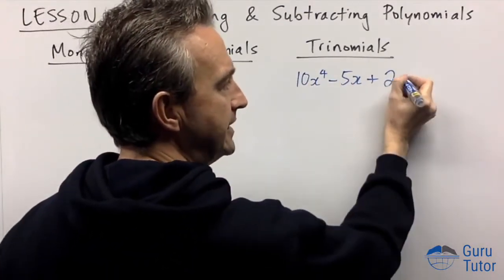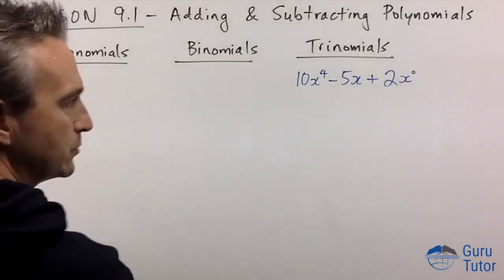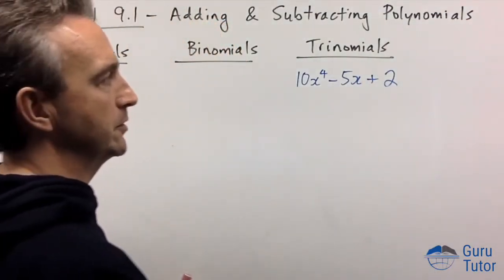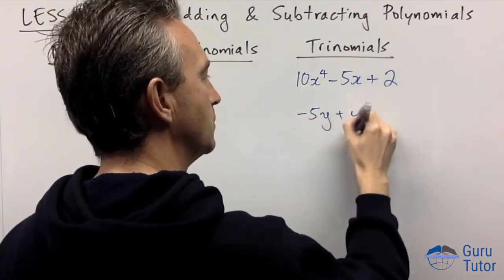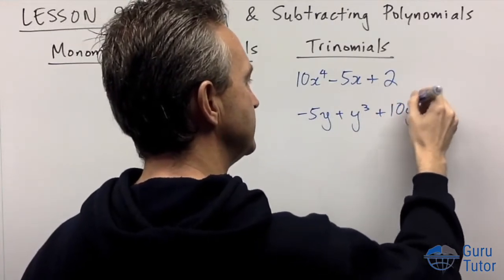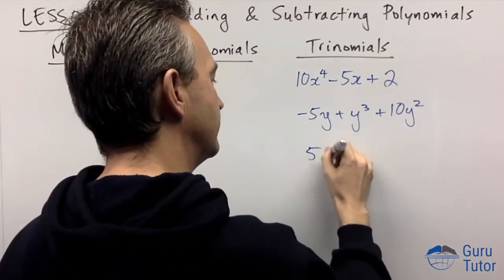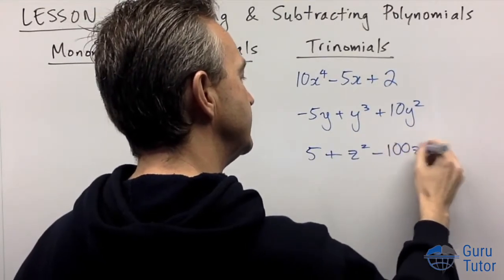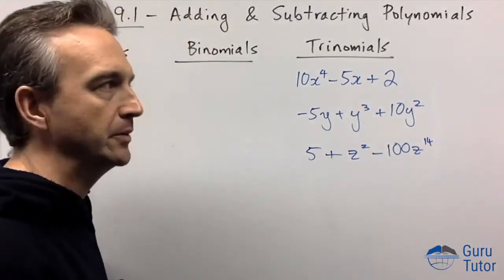There's no x here, but actually there is an x. It's x to the power of 0. But when we've got x to the power of 0, we don't generally write that. We just leave it blank, okay? So that's called a trinomial. Another trinomial, for example, might be minus 5y plus y cubed plus 10y squared. It doesn't always have to be x, it can be any variable you like. Or another one might be 5 plus z squared minus 100 z to the power of 14. Okay, if you've got three terms, you have a trinomial.